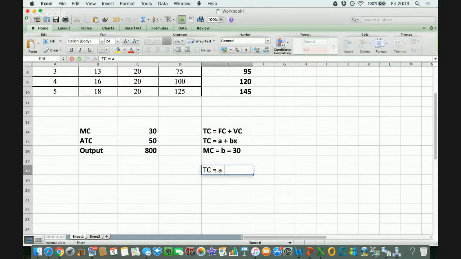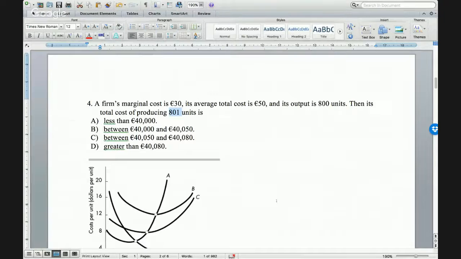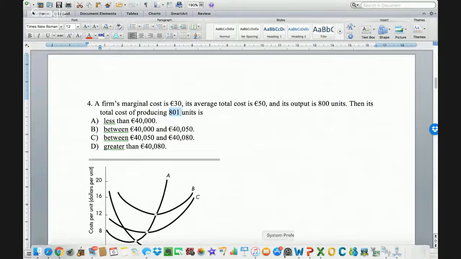A plus 30x. Okay, so A is your fixed cost. And let's go back to the question, see if there's any other information. Okay, we're told that average total cost is 50. Okay, so a little bit of maths going on here. Probably taken more than 2 minutes to do this.